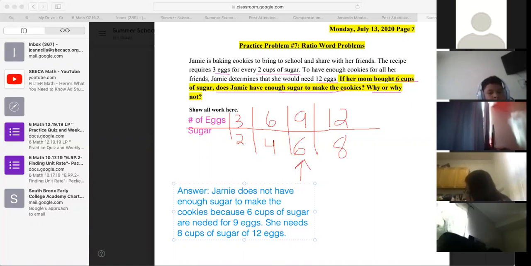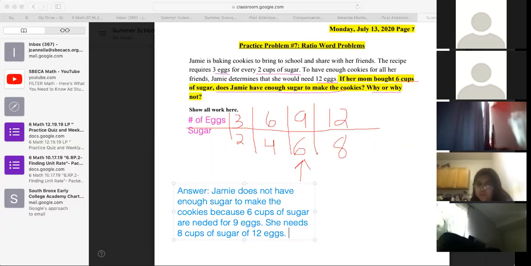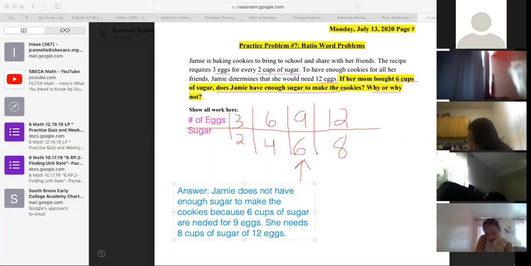Okay, this will be your second exit ticket. So problem 5 and problem 7 will be the exit ticket. This will be an exit ticket.